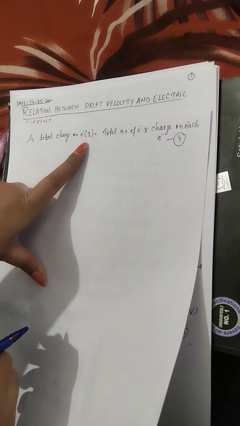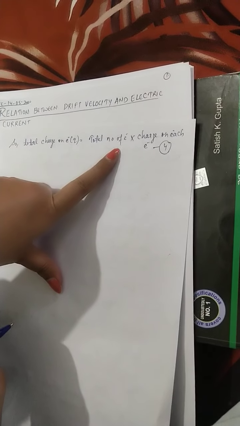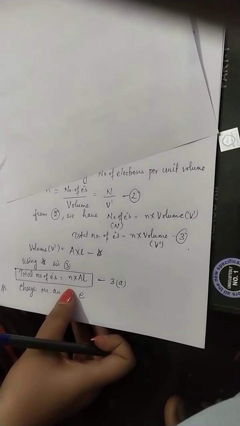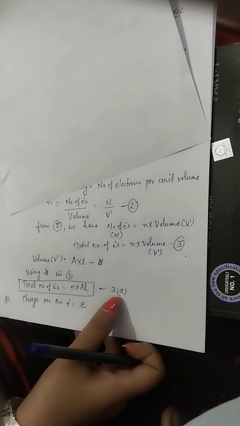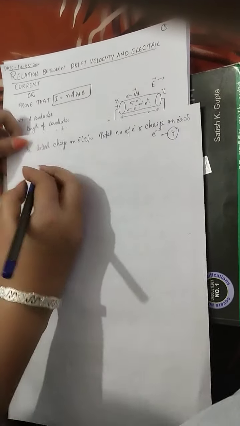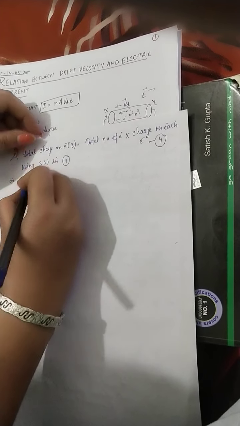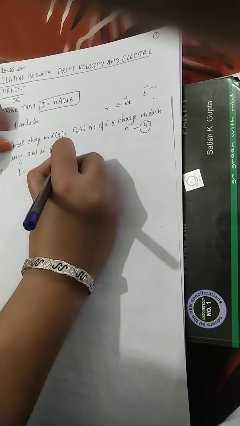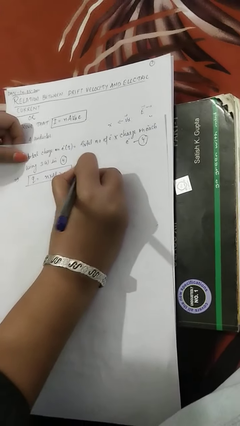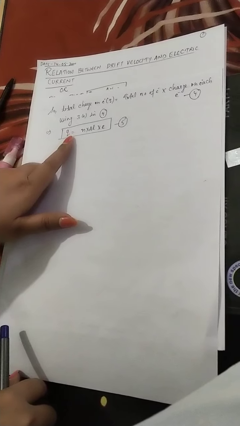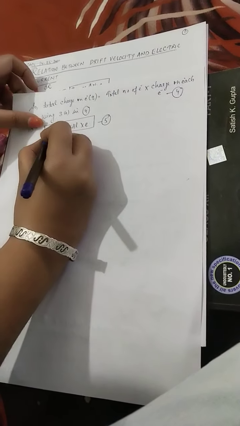For the total charge of all the electrons, how can we find it? Total number of electrons into the charge of each electron. As we already have the total number of electrons, this was our equation number 3A, we can put equation 3A in equation 4. Using 3A in 4, we get the total charge Q equal to the total number of electrons, which was N into AL, and the charge on each electron is e. So we have Q equals n A L into e. This is the total charge of all the electrons. Now we have found the value of Q.